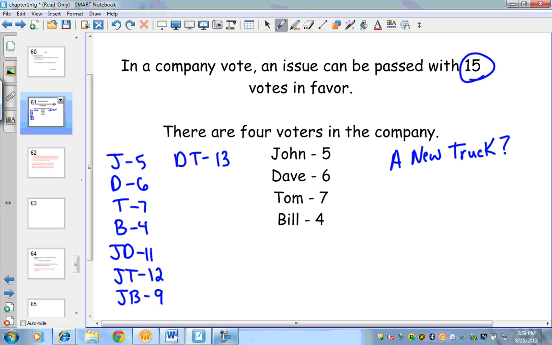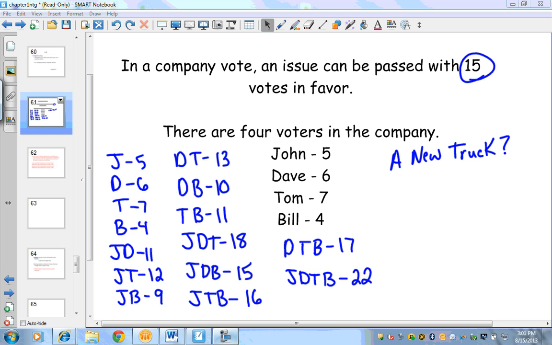Go ahead and pause the video so you can write down all the different types of coalitions that could happen. Now remember, you are not going to repeat coalitions. For example, notice how Dave and Tom decided to vote together, so you will not put Tom and Dave together. That won't work because it's already been listed. Remember to write down all your single coalitions, double coalitions, triple coalitions, and also your 4-man coalition. So go ahead and pause it right now and do that.